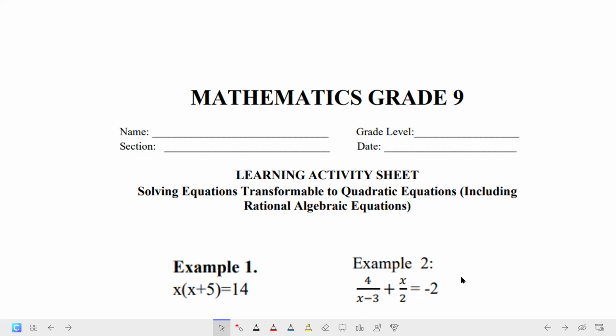So at this time, magagamit nyo yung natutunan nyo noong grade 8, ang ginagawa nyo is simplify. At this time, we are going to solve for the roots. Okay, so let us have the first example.